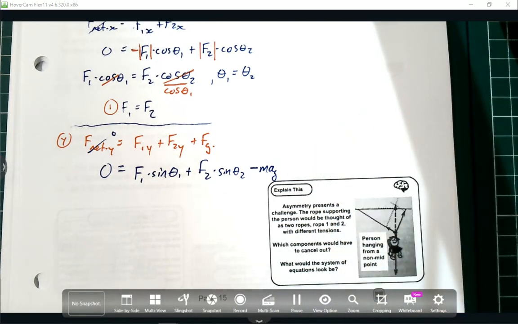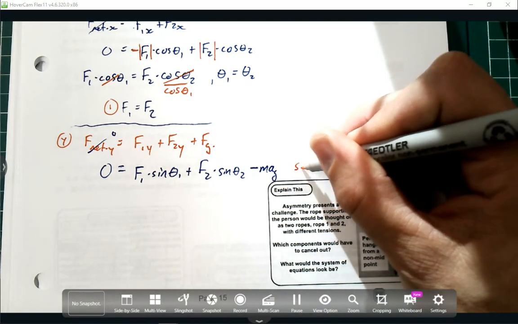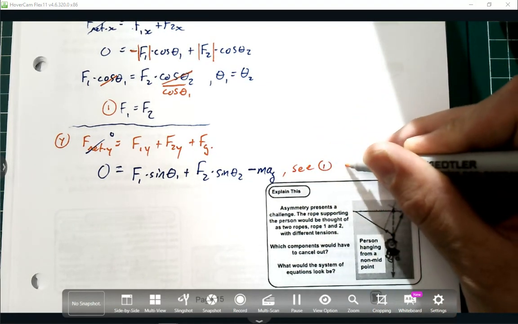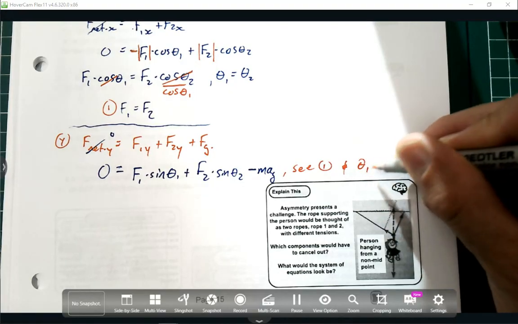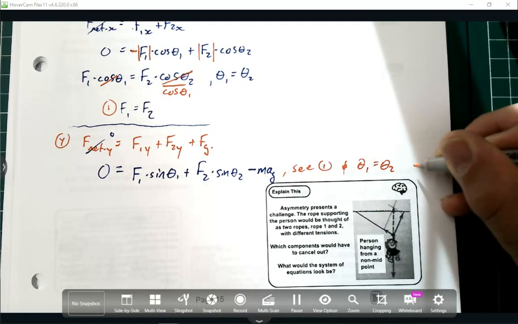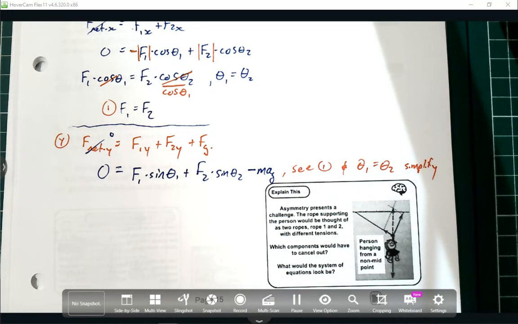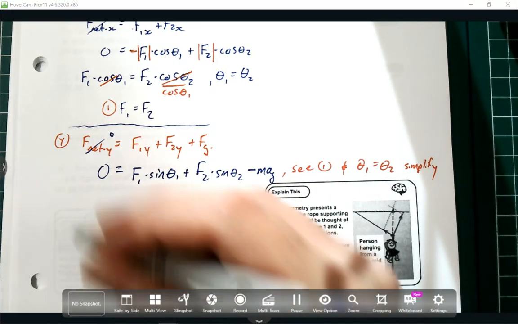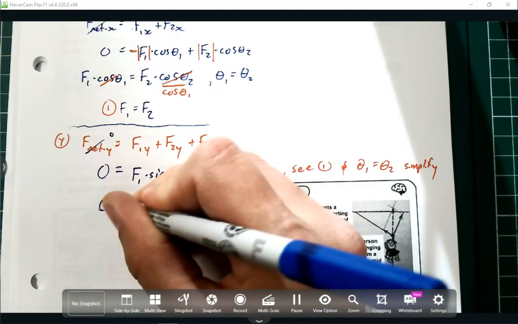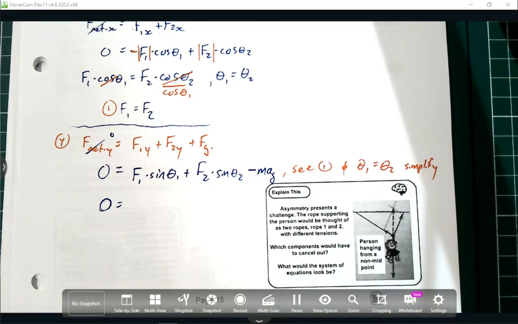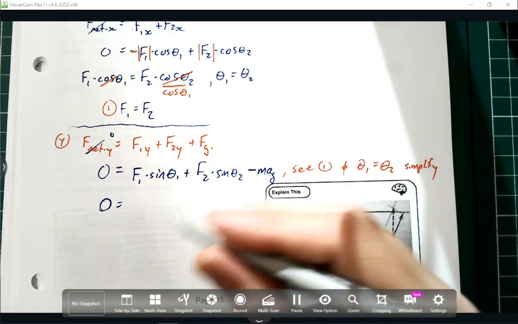But I might also make a little note to myself: use equation 1 and theta 1 equals theta 2 to simplify. And if I do that, and again, you can't always do this, this is because it's a symmetrical scenario. When it's not symmetrical, you can't do this. It doesn't simplify out like this. We'll do a non-symmetrical scenario in a couple minutes, but I want to show this one first.